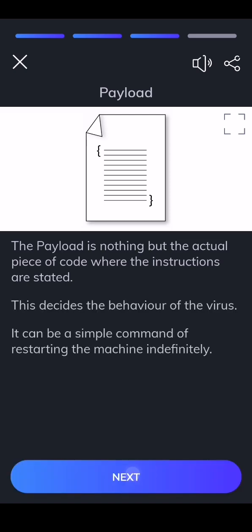The payload is nothing but the actual piece of code where the instructions are stated. This decides the behavior of the virus. It can be a simple command of restarting the machine indefinitely.